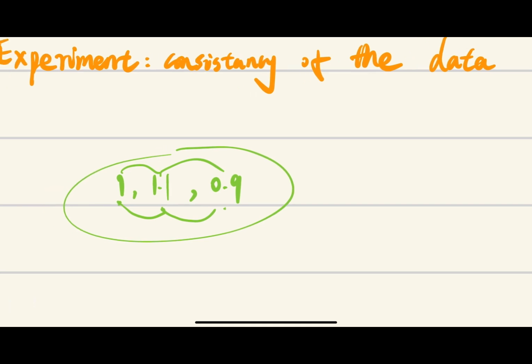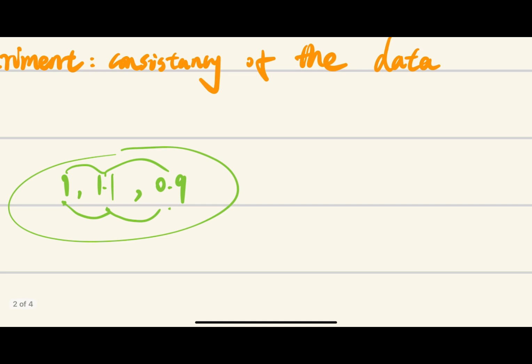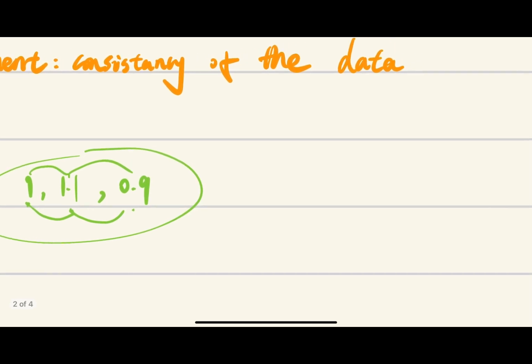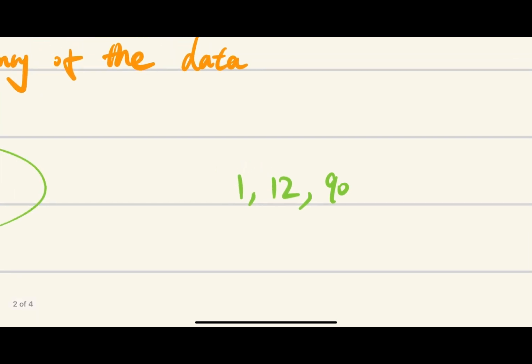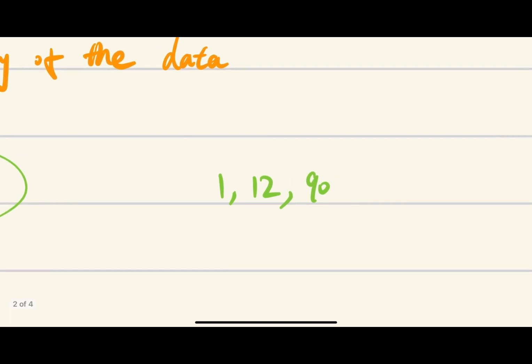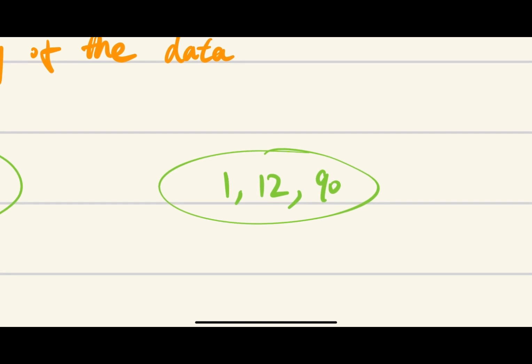Let me give you another example. Let's say in an experiment you got 1, then 12, and then you got 90. In this case, you have a really low precision, which means your data here is not consistent, because the difference between these values is really, really huge.